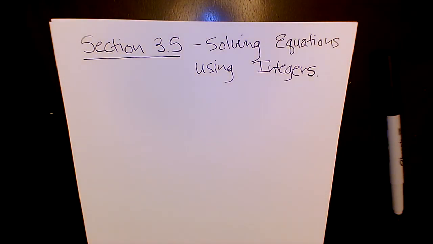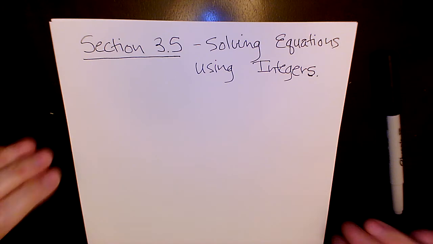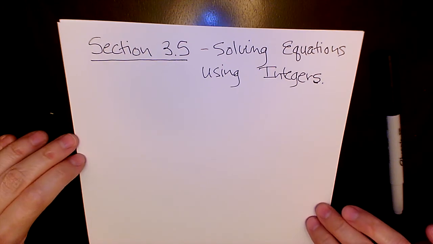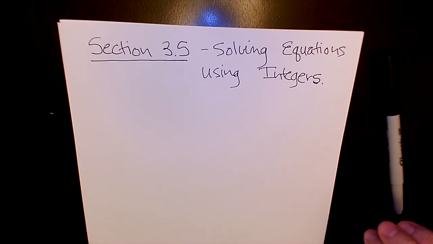Okay, Math 85, this is section 3.5. It's the last section of chapter 3. So after this, you're done with chapter 3, and then we'll be moving to chapter 4, which you will also be doing a couple sections of this week. And chapter 4 is all about fractions. But right now, we are going to be solving equations with integers.